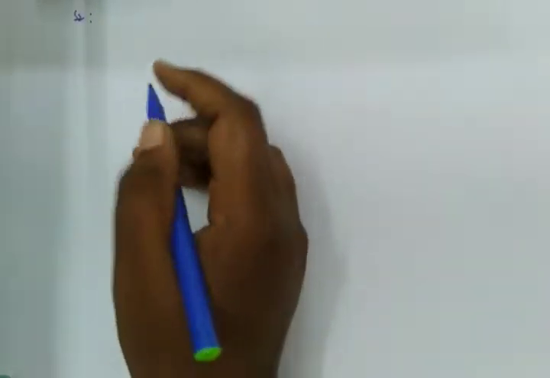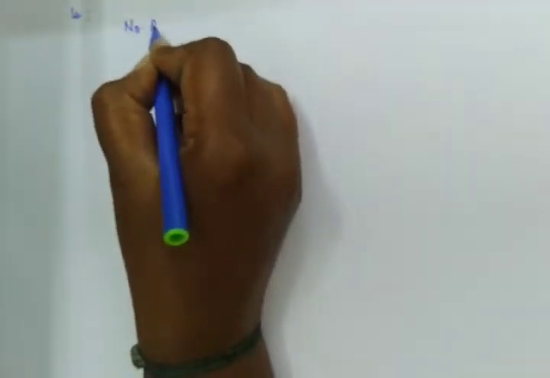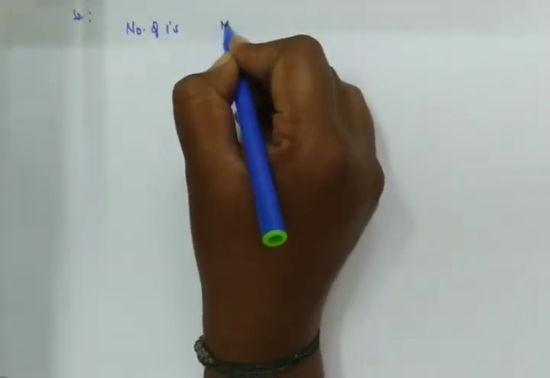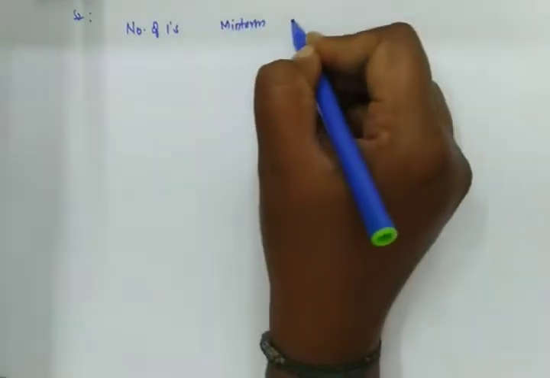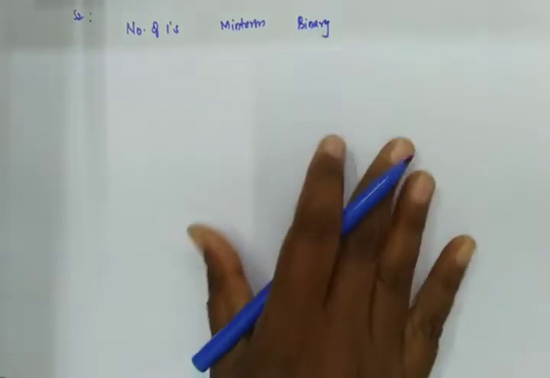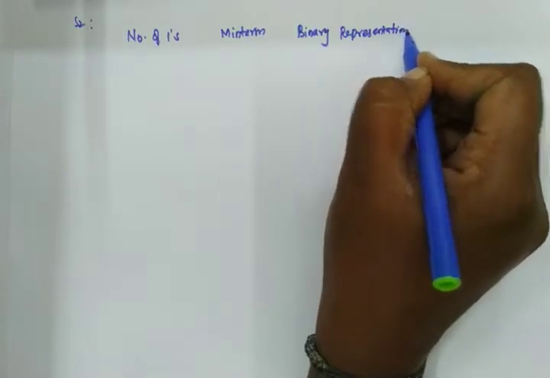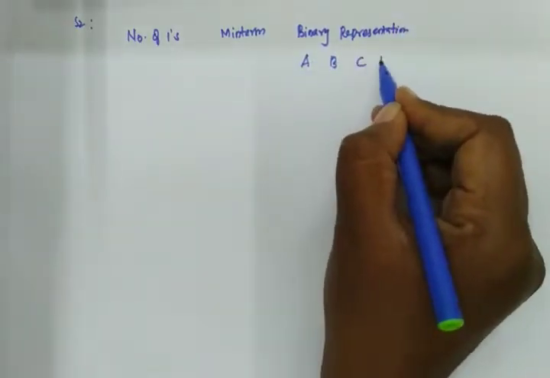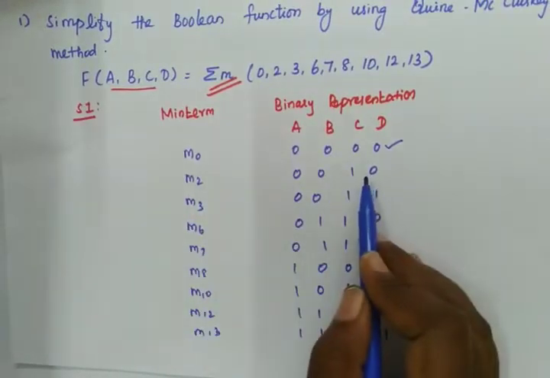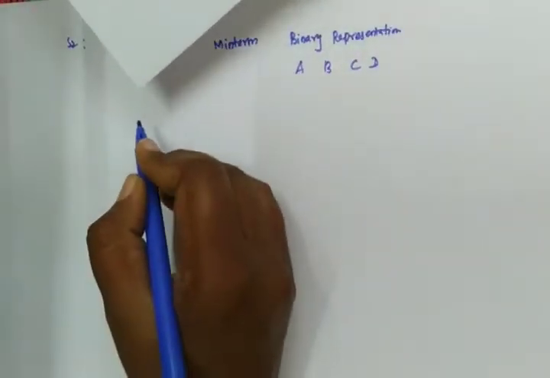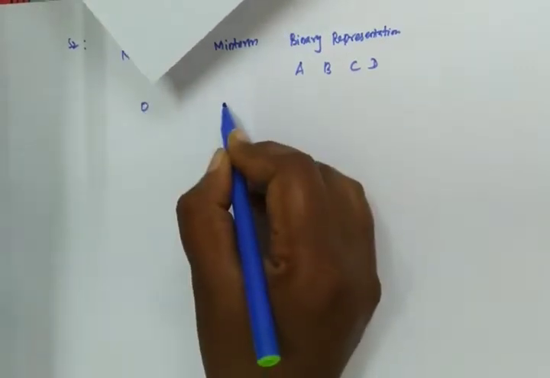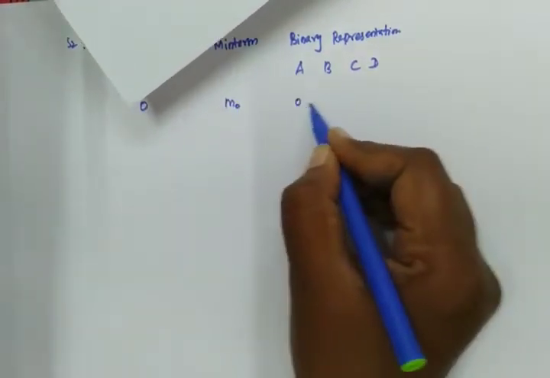Now check this. Here we have the number of ones. So we have to represent by using the number of ones. Then write minterm. Then write binary representation. And we know that we have to represent by using A, B, C, D. Now check this minterm. Here we have only zeros. We don't have any 1 for M0. So the number of ones is 0. That is M0, with binary 0, 0, 0, 0. That is our first group.